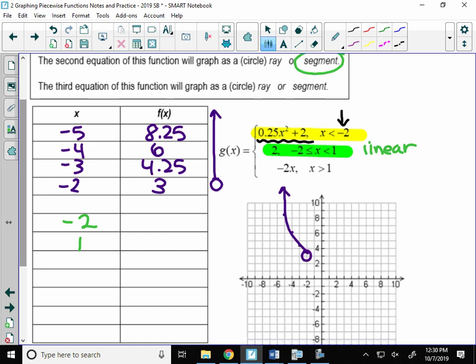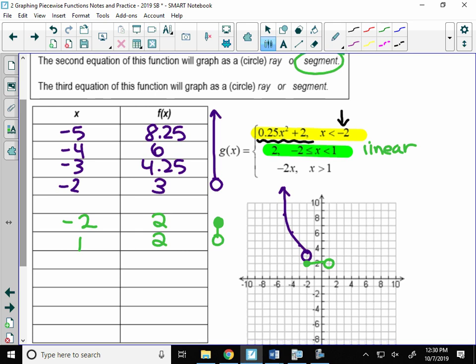So what is going to be the output for both of those? 2. All right. Now at negative 2, I'm going to have a closed dot. At 1, I'm going to have an open dot, and I'm going to connect them. So you can go ahead then and plot those points and make your segments. And that one's a little bit faster because it's a line and because it's a segment.